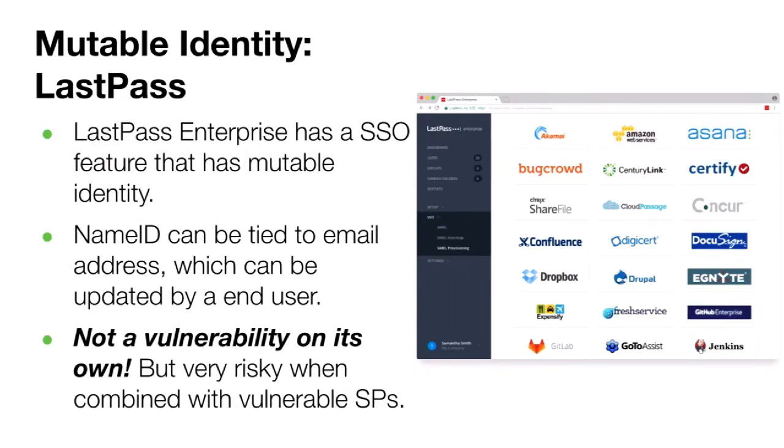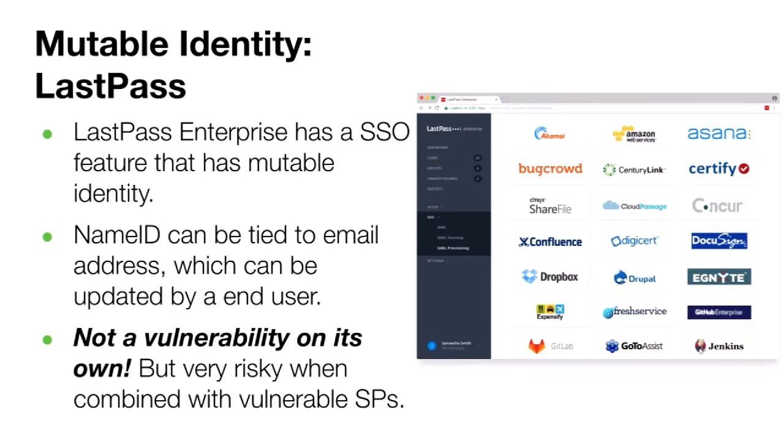So to get a better sense of this concept, we can see an example of mutable identity in LastPass Enterprise's SSO feature. Similar to other identity providers, LastPass has an enterprise feature that gives you a launcher view for all the service providers that a user has access to.